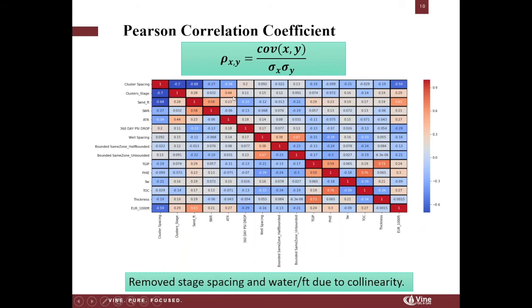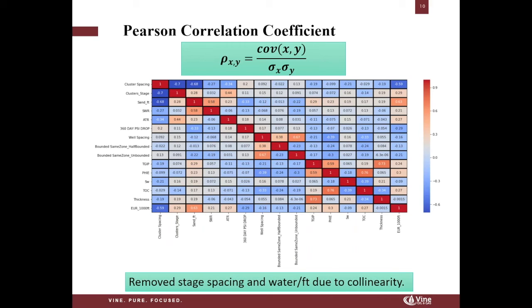Now, I talked about the collinearity removal. This is just simply showing you all the parameters, cluster spacing, stage spacing versus the other parameters. So this is used to find features that had high collinearity, that have a high Pearson correlation coefficient. And Pearson correlation coefficient is defined as the covariance of x and y divided by the standard deviation of x times standard deviation of y.